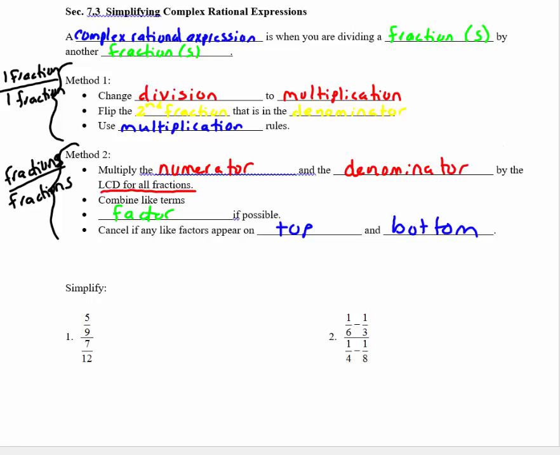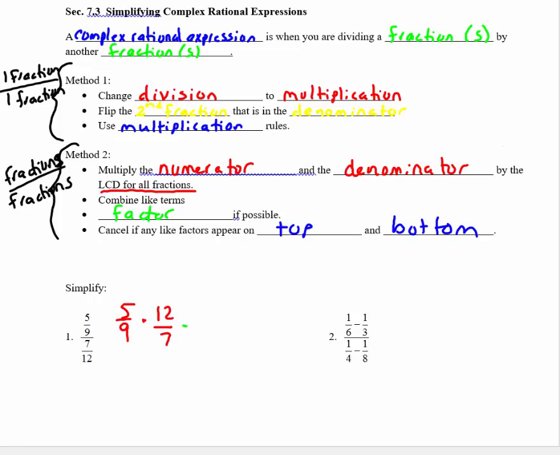So looking at number 1, the direction says simplify 5/9 divided by 7/12. That falls under the category of method 1. We have one fraction over one fraction. So using the steps listed, we're going to change division to multiplication. So 5/9 division becomes multiplication, and we're going to flip 7/12. And so the flip would be 12 over 7. That's the reciprocal. Now that we're multiplying, we don't need to find common denominator.